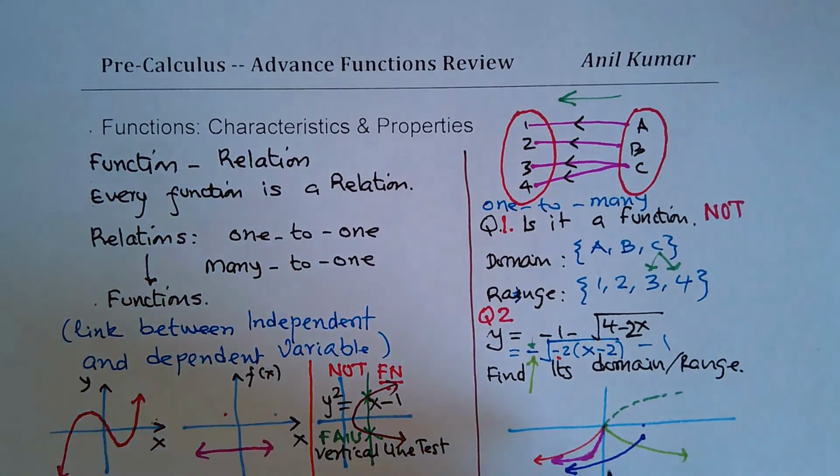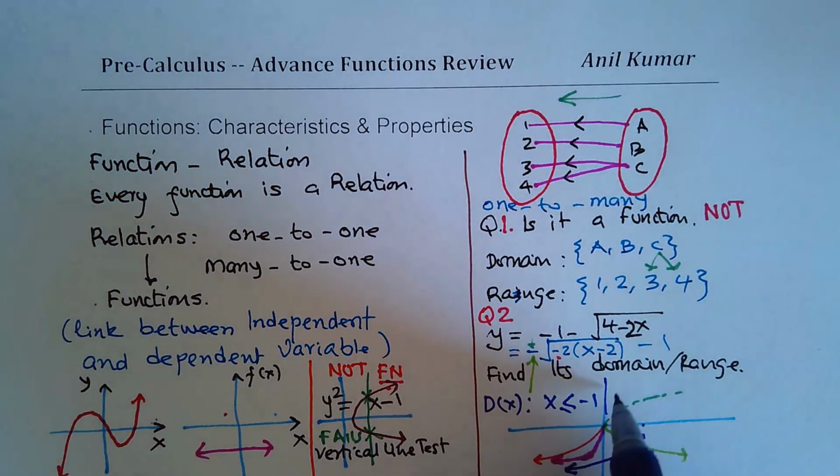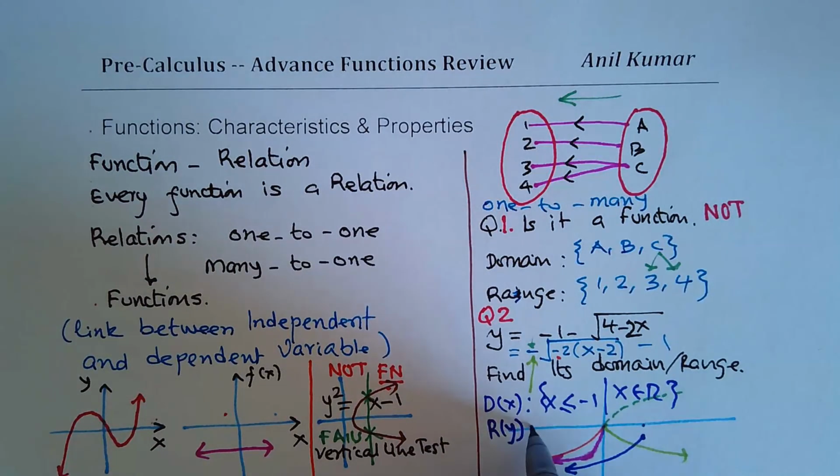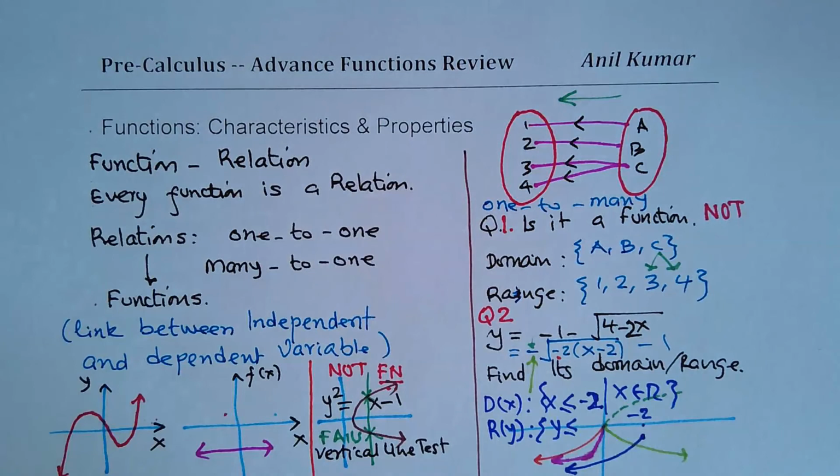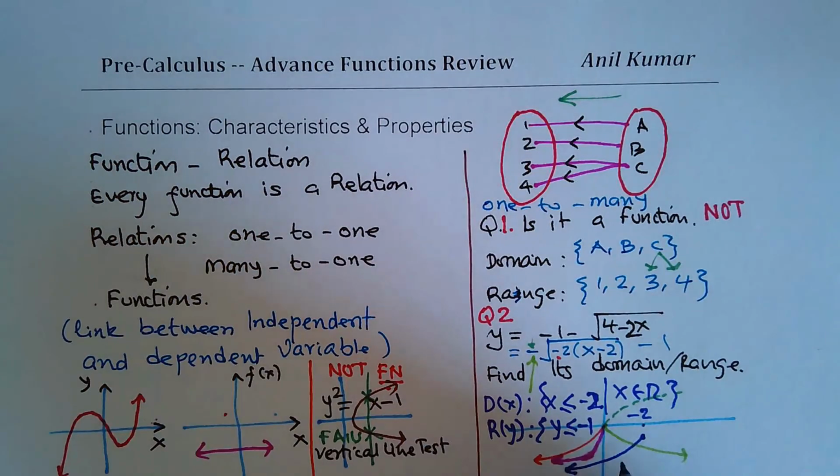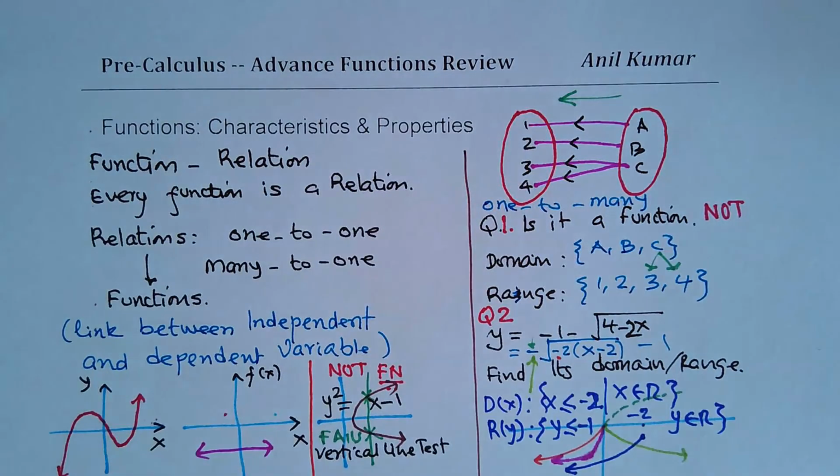Now you can write the domain and range, right? So the domain of this function is x is less than or equal to... I'm sorry. Domain is -2. I'm sorry. This is -2. Of course, x belongs to real numbers. And the range is y less than or equal to -1. Does it make sense? And y also belongs to real numbers. Does it make sense?